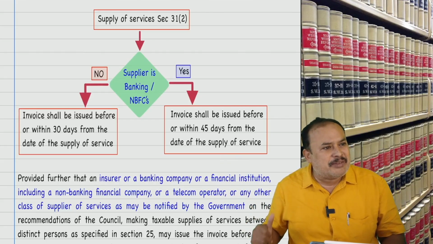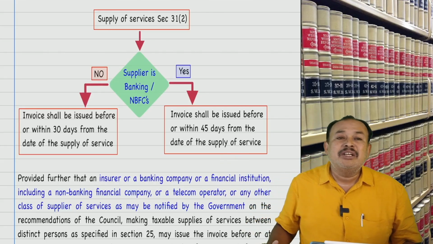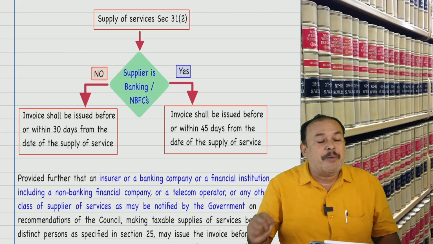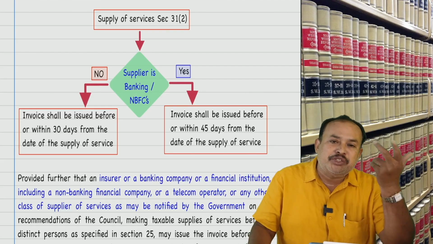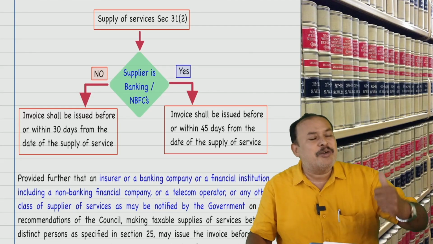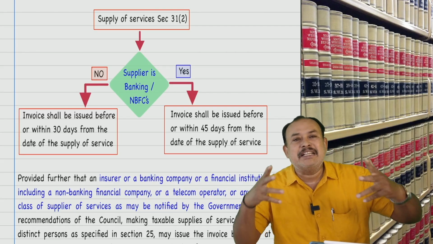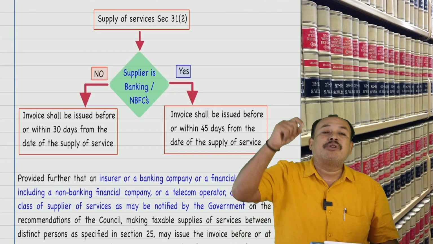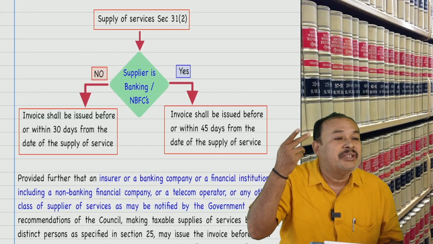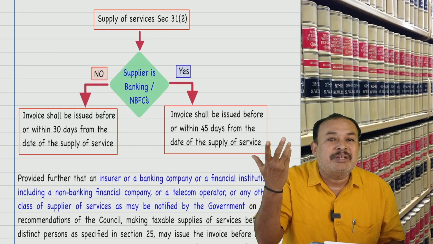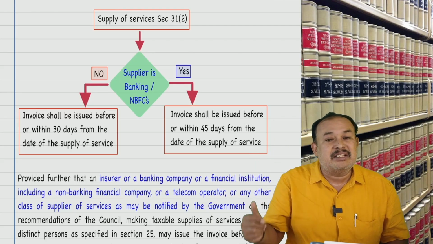Coming to supply of services, when should the invoice be issued? Within 30 days from the date of the completion of supply of service. In case of banking company or NBFC, issue the invoice within 45 days from the date of the completion of service, because these points merit MCQs. It is a compulsory question in the coming exam of CA, CMA, CS Executive.